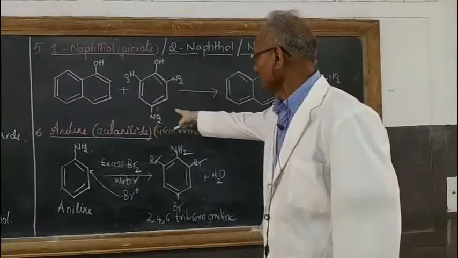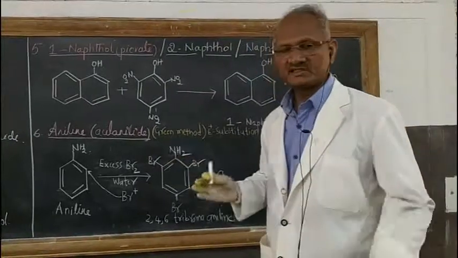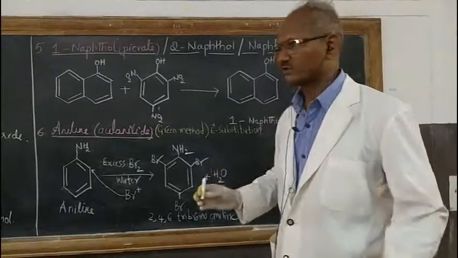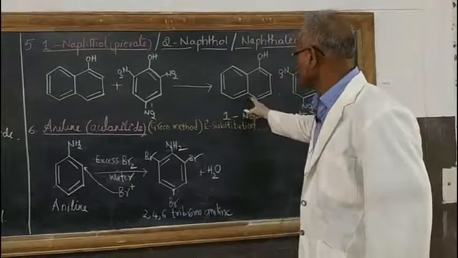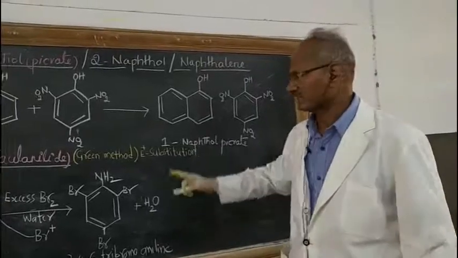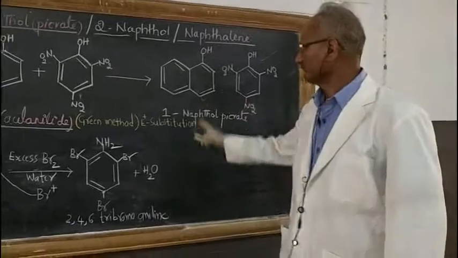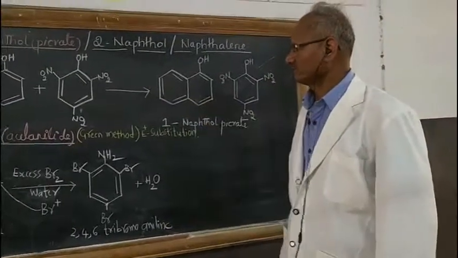Alpha naphthol is reacting with picric acid. Picric acid is 2,4,6-trinitrophenol. So this is an addition product. There is actually no chemical reaction. These are the orange red crystals which I have shown, the picrate derivative of alpha naphthol.